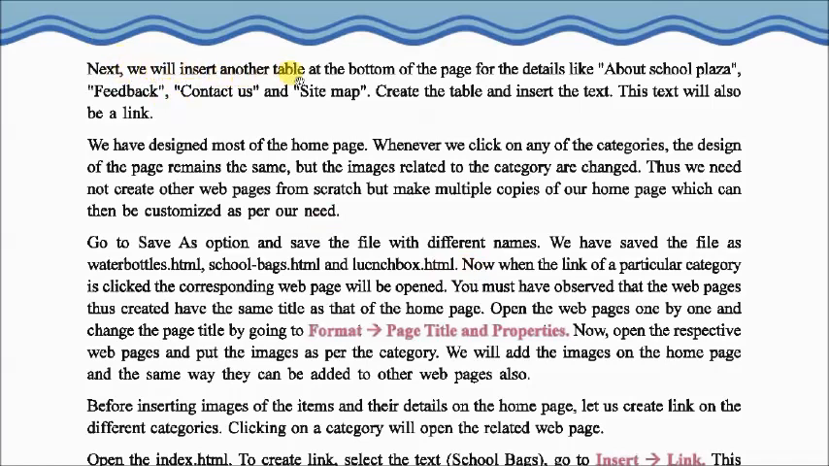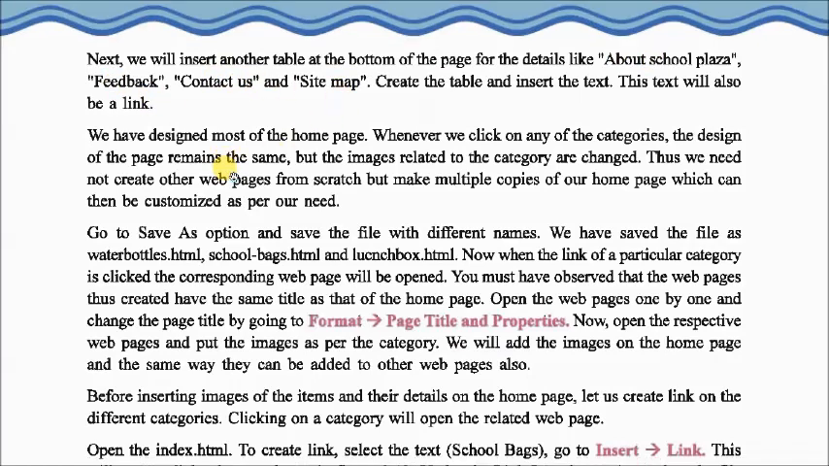Next we will insert another table at the top of the page for the details like about school plaza, feedback, contact us and site map. Create the table and insert the text. This text will also be a link. So at the top, like menus, it is showing on the top, again we will insert one table for about school plaza, feedback, contact us and site map.